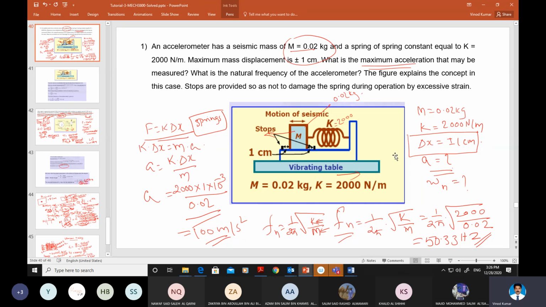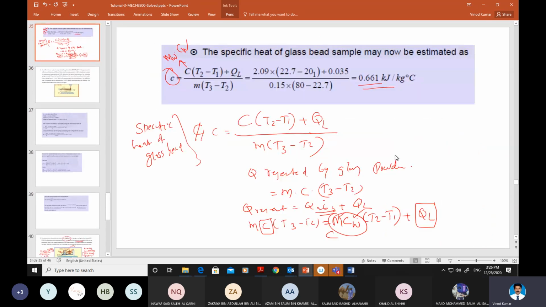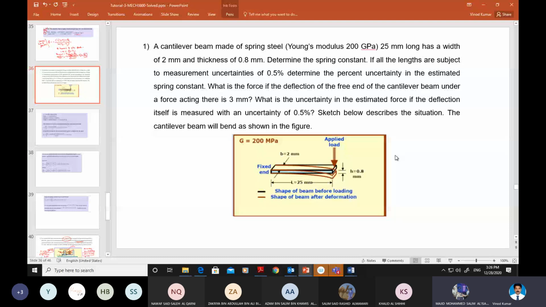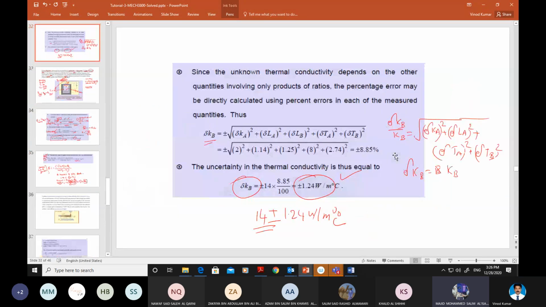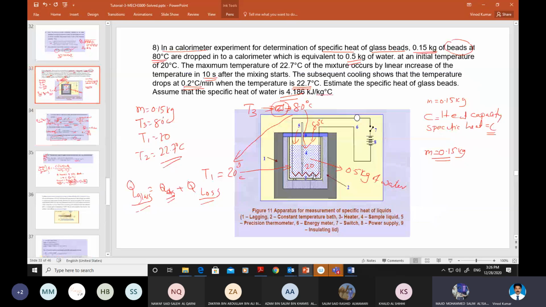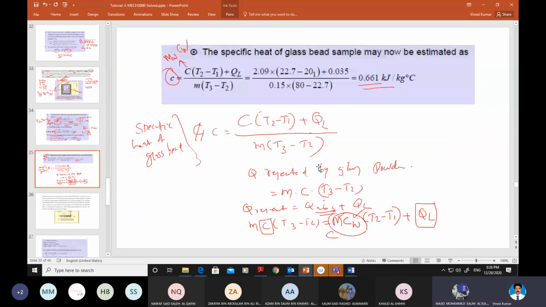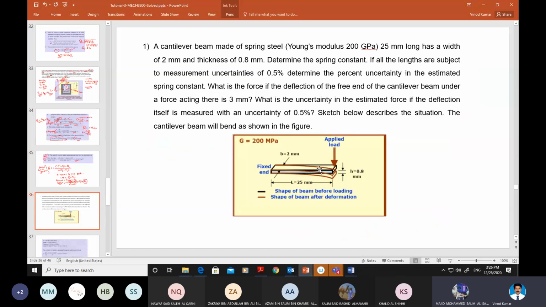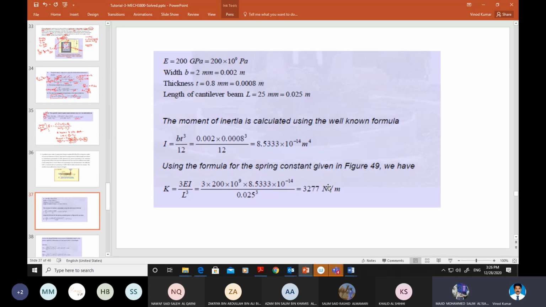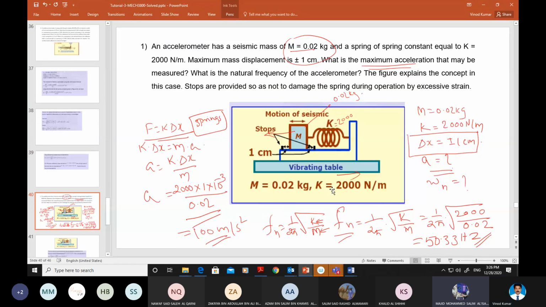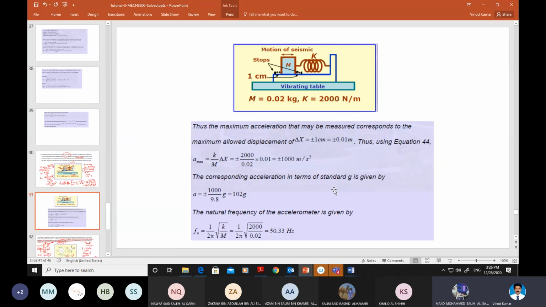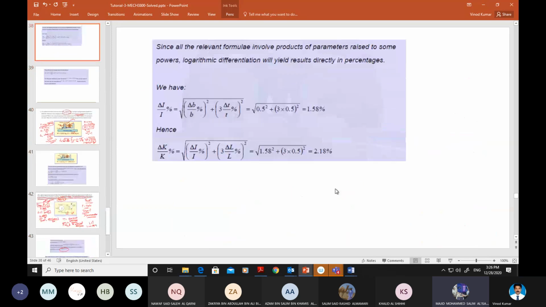Majid, do you remember till which question we solved that time? Yes, Doctor, we have solved this, you finished it. Then we have the new cantilever beam force measurement, which we did not finish. This is the one we didn't start, and the other ones are number 2 and 3.